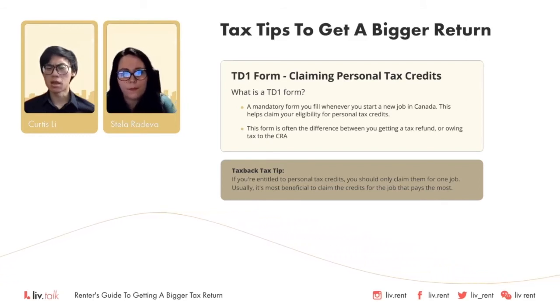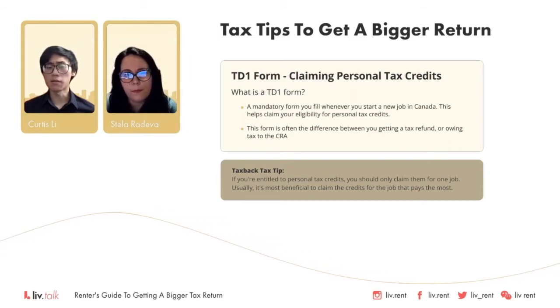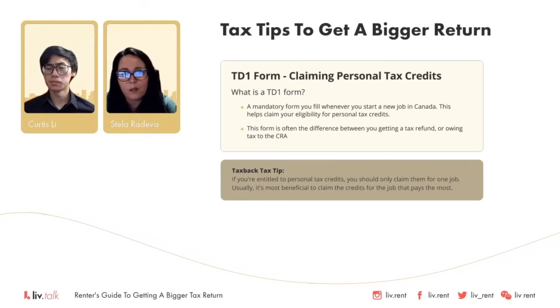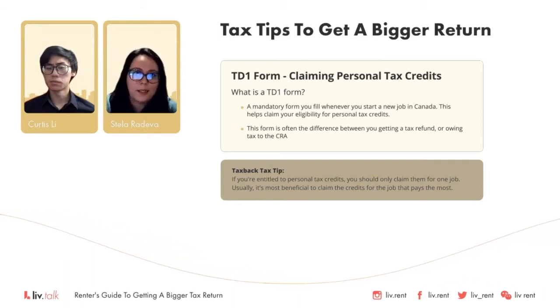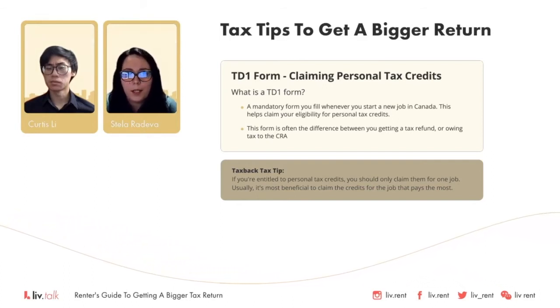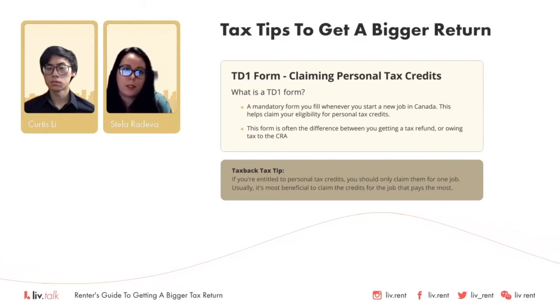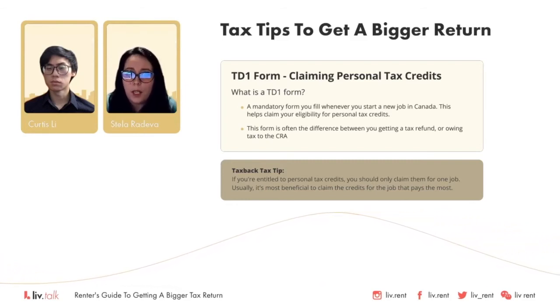That makes sense. And speaking of that, is everyone eligible to get those personal tax credits that you're talking about? Well, it depends on a few things, like the 90% rule in Canada. So in Canada, if 90% or more of your total income comes through Canadian sources, you are eligible to claim tax credits on your tax return.